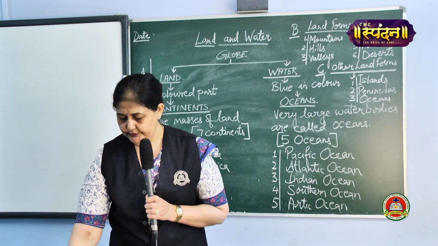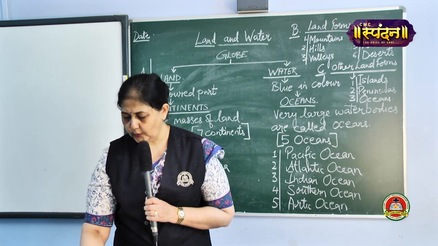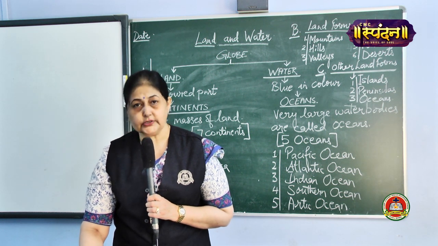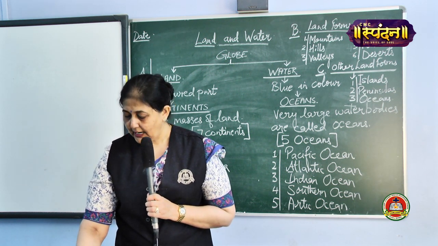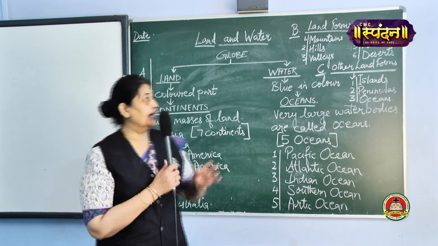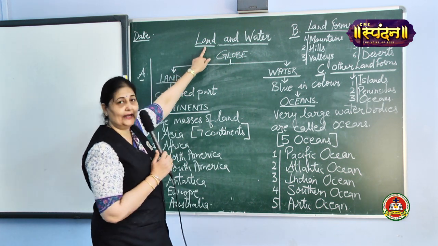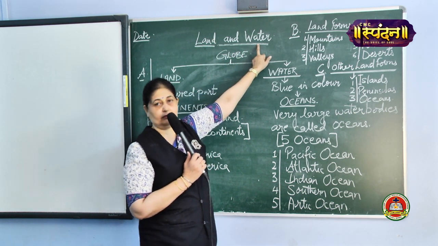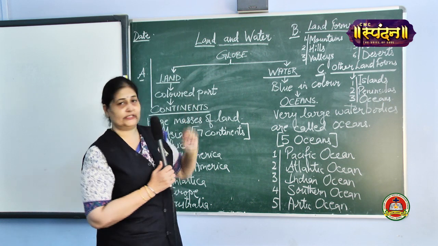Land and water. You have seen a globe in the previous chapter. Yes? What are the two main components on the globe? Unscramble the words and write the answer. The first one is land. In the dash write down land, L-A-N-D. And the second one is water, W-A-T-E-R. That is the heading of the lesson also.